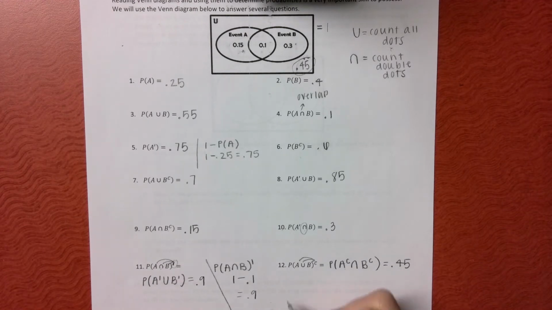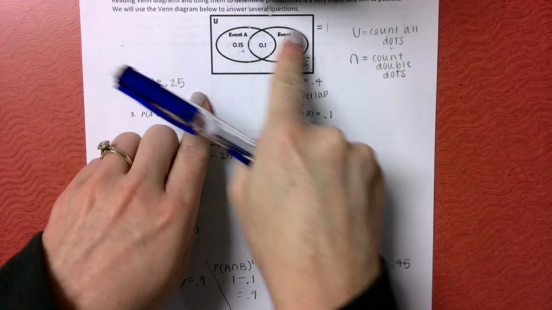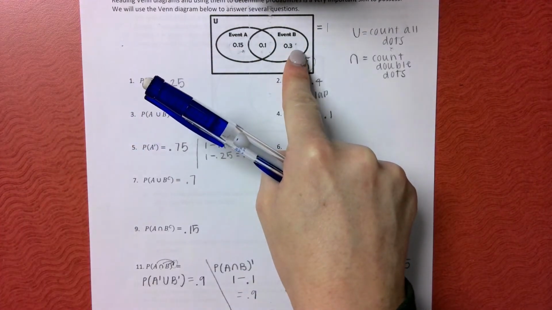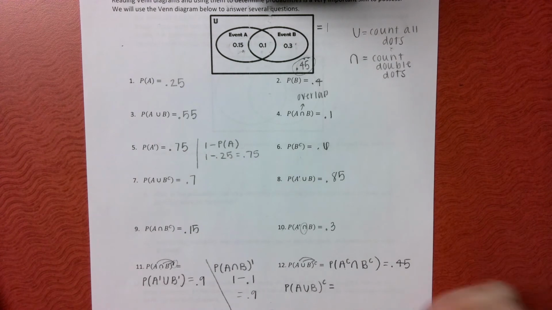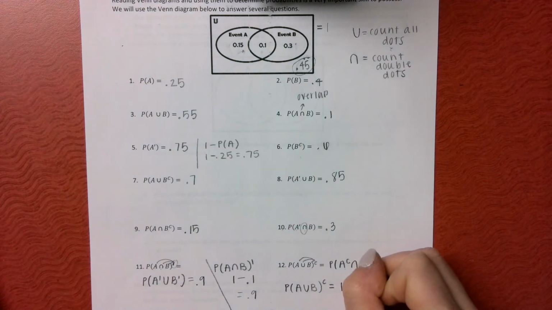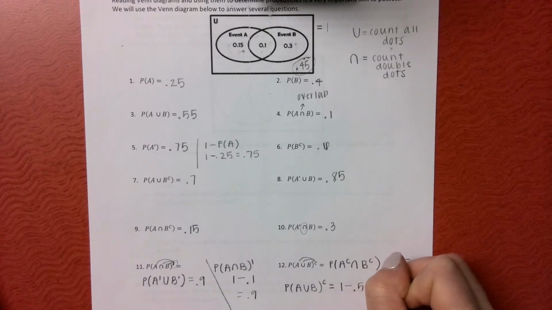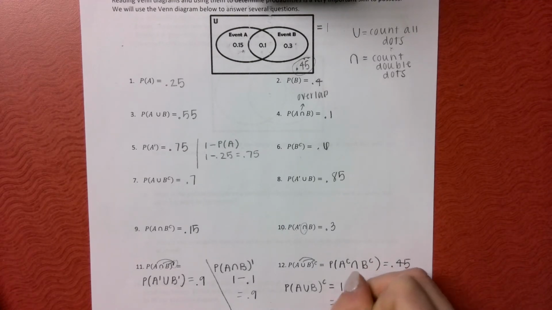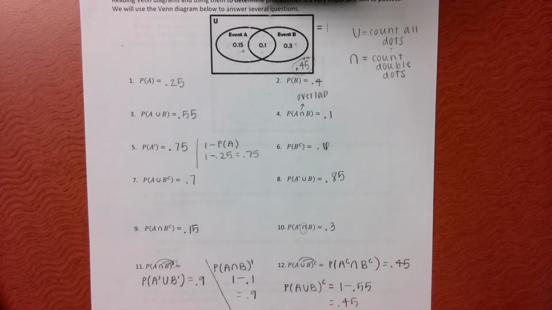If you didn't like that distributing, again, you could start with finding just that inside piece. So A or B. A or B means everything in here. So I would have 1 minus 0.55, which again gives me 0.45.